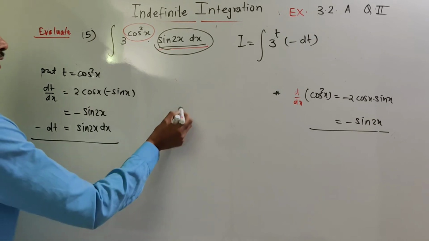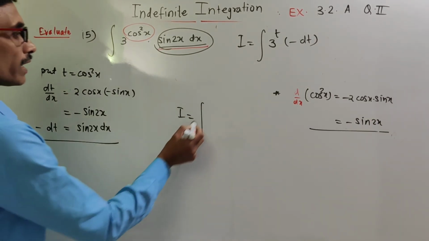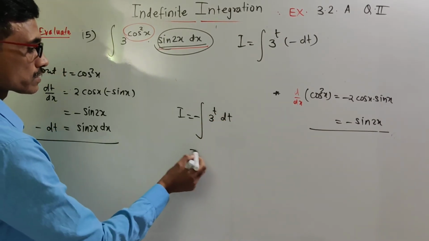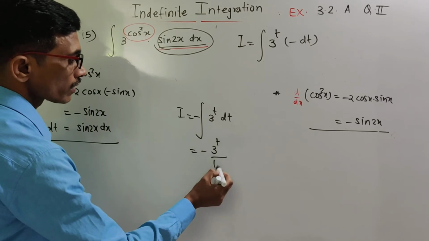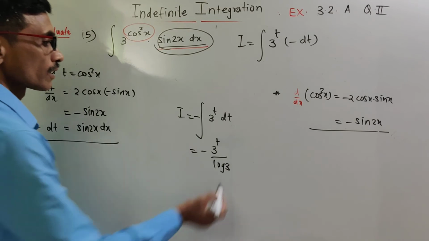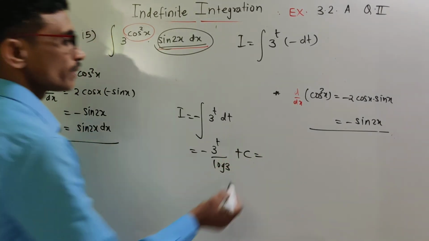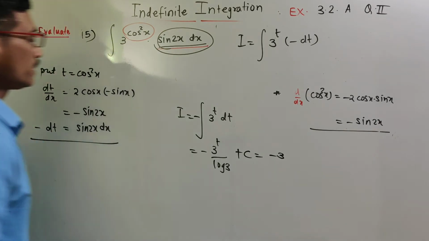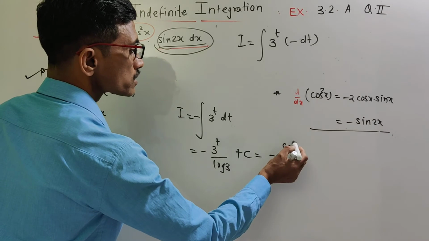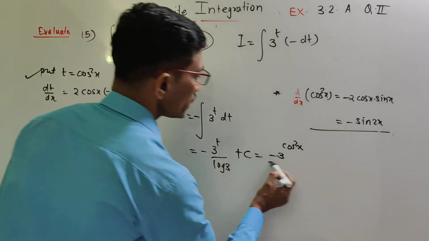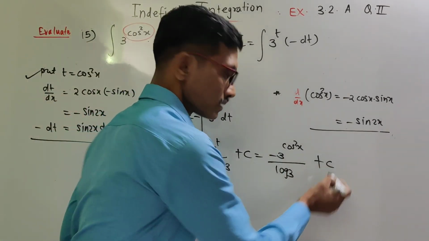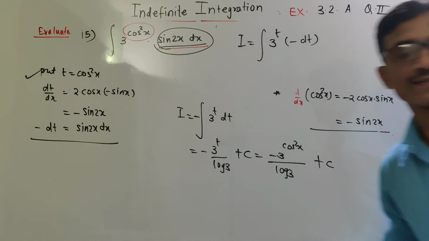So that our integral I will be equal to minus sign outside the integral 3 raised to power t dt, which is minus of 3 raised to power t upon log of 3. Integral a raised to power x upon log a plus c, and it is minus 3 to the power t. T is equal to cos square x. So it is 3 raised to power cos square x upon log 3 plus constant of integration c. So very simple question.